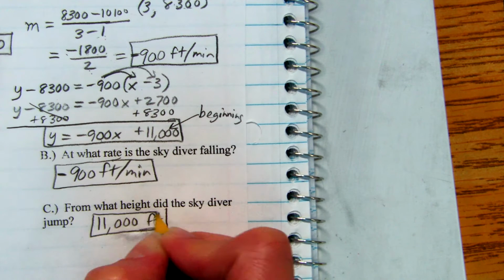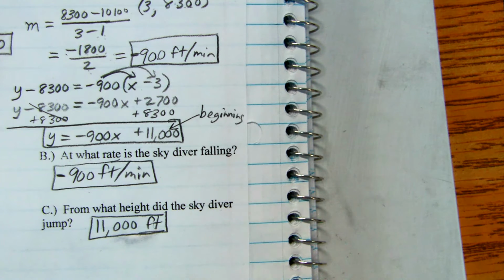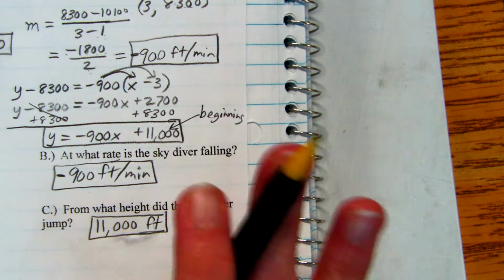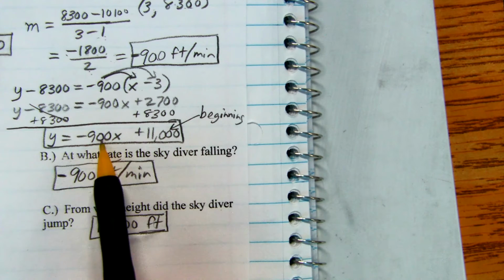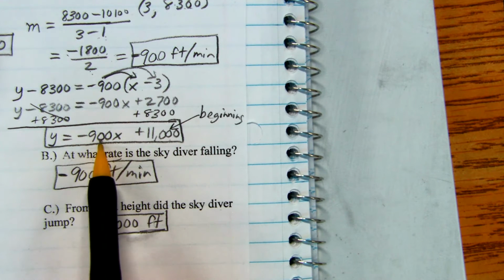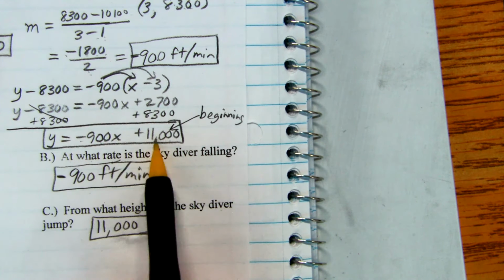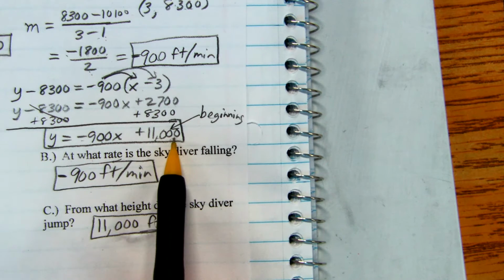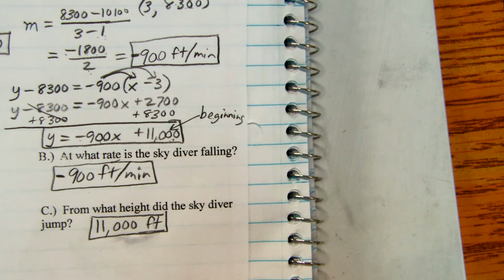And then if they wanted to, they could ask us, okay, after 3 minutes, how high is he? After 5 minutes, how high is he? We could put those in. But this problem is trying to show you how to use the numbers that are just in the equation. This is the rate he's falling. He's falling 900 feet per minute. And then he's starting at 11,000 feet. Okay? So it's pretty cool that we can get all that information just out of the equation. All right, so it's going to get more interesting as we go. So let's go ahead and keep rolling here.